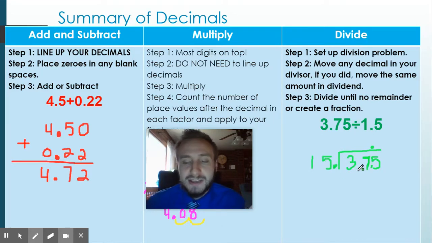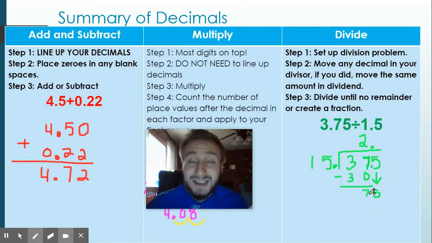15 goes into 37 how many times? Well, 15 times 1 is 15. 15 times 2 is 30. That's probably the closest I'm going to get. So I'm going to write 2 here, which gives me 30. 37 minus 30 is 7. Bring down your 5. Gives me 75.